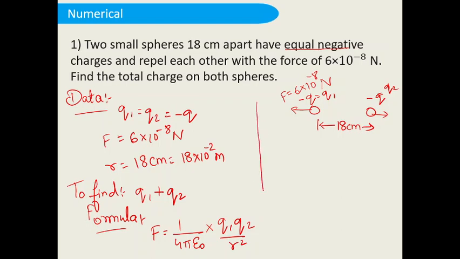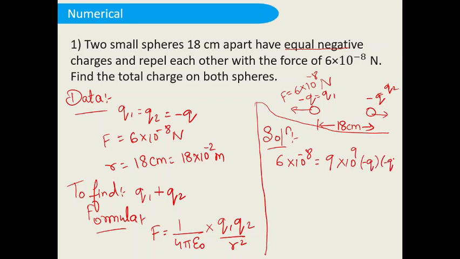So by this we will first calculate Q and then the total charge. The total charge is Q1 plus Q2. Q1 is Q, Q2 is again Q. Solution. F value is given to us, it is 6 into 10 raised to power minus 8, while 1 upon 4 pi epsilon 0 we know is 9 into 10 raised to power 9. Q1 into Q2, both negative, minus Q into minus Q, divided by R square. The value of R is 18 into 10 raised to power minus 2, squared.